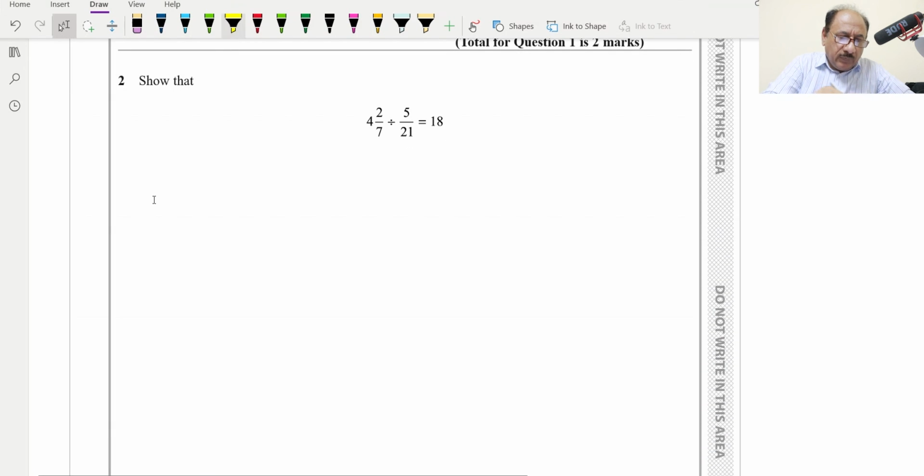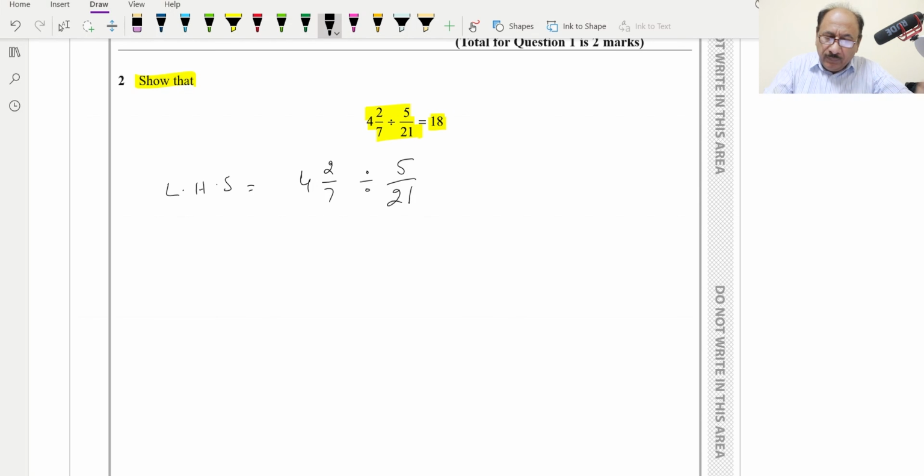Question number 2, show that this is equal to 18. This is what we have to show. So what we can do, we can take one side, let us take the left hand side, 4 whole 2 by 7 divided by 5 over 21. We are changing the mixed fraction into an improper fraction by multiplying these two numbers and then adding this one. So 7 fours are 28, 28 plus 2 will be 30, so this will be equal to 30 over 7.